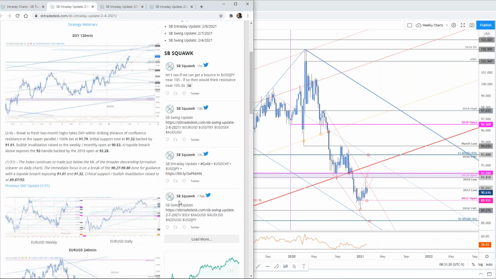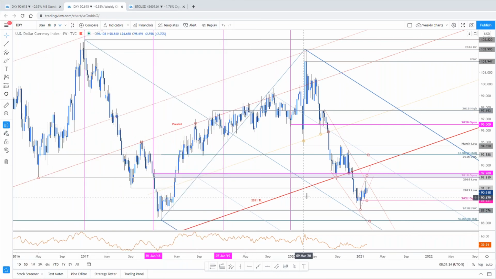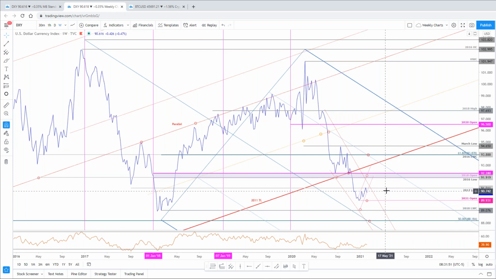So here's what the DXY looks like into the start of the week. I'll show you first the weekly chart. Interesting tidbit, the levels that we talked about, 91.01 and 91.91 into 92.28, this key region of resistance. Intra-week last week, we spiked to a high of 91.60. The close was right a hair above 91.01, which is the 2017 low. And in fact, if you take this into a line chart, look at that.